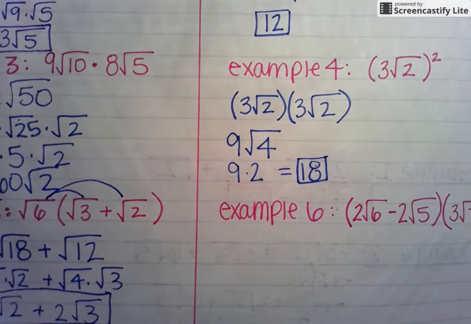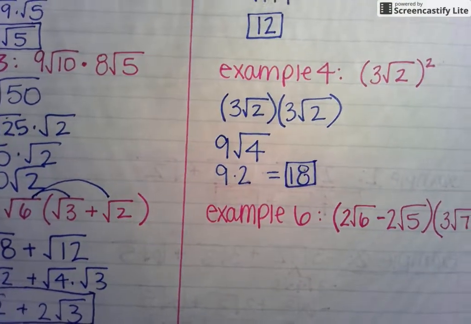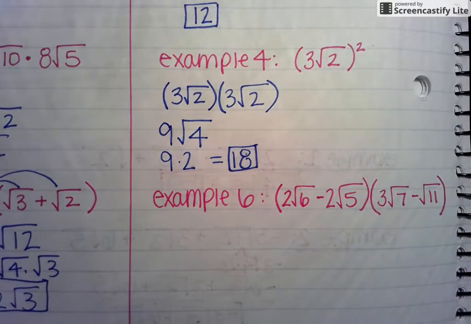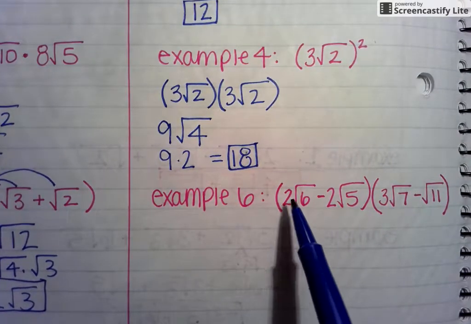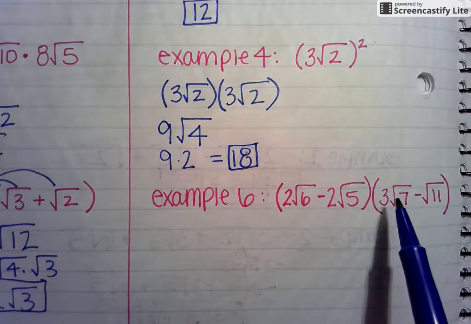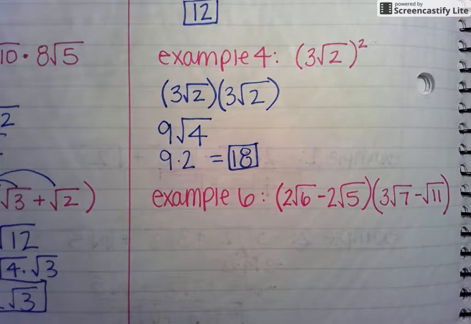This last one, I'm going to move this over. So now you see a radical minus a radical times a radical minus a radical. Now, this kind of looks like in polynomials where we had 2 binomials and we multiplied. So we're going to do the same thing, and we're going to use FOIL.